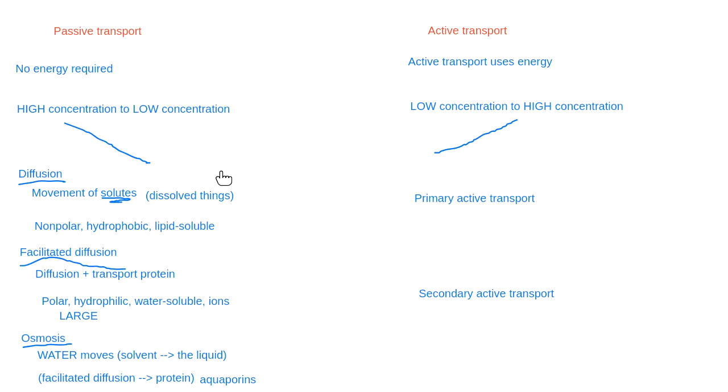Now, primary active transport and secondary active transport, both of these are active transport. So that means that both of them need energy. Which of these two uses the energy of ATP? Which of these uses the energy of ATP?